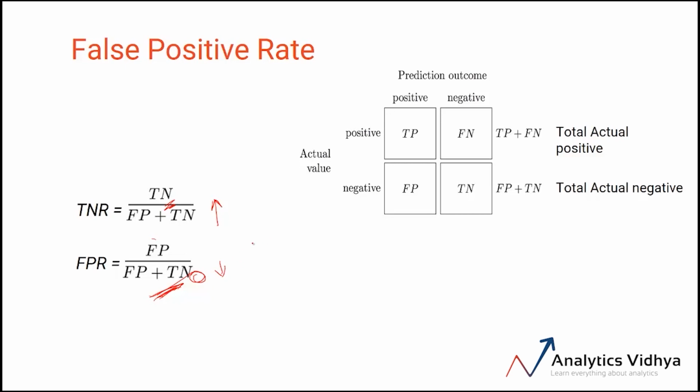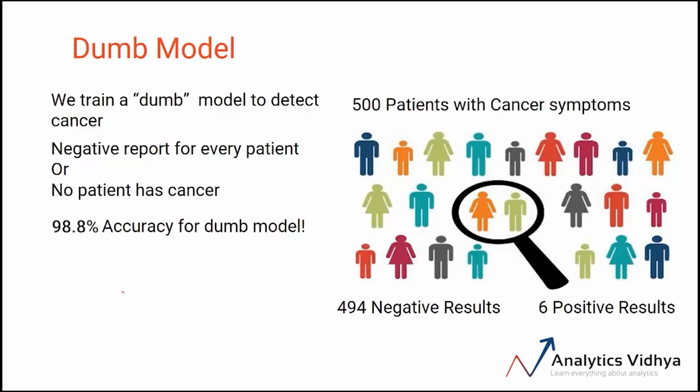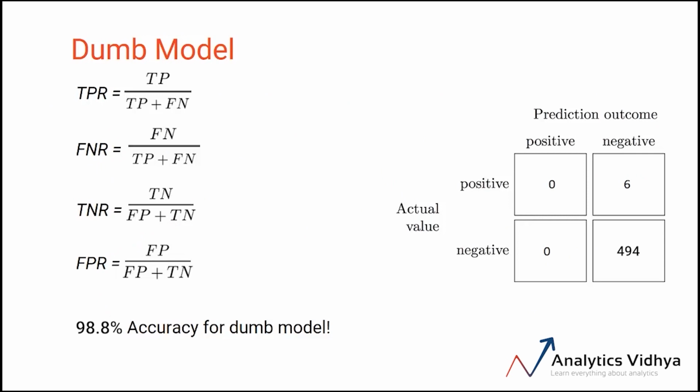Let us now revisit the dumb model again, where the model predicts every person as negative, that is, nobody has cancer. We remember that the accuracy of this model came out to be 98.8%. Now let us check how the model performs with our newly defined evaluation metrics. Let us calculate the TPR. So using the values from this confusion matrix here, I can define TPR, the true positive, as 0 upon 0 plus false negative, which is 6. So this comes out to be 0. The true positive rate of the dumb model comes out to be 0.